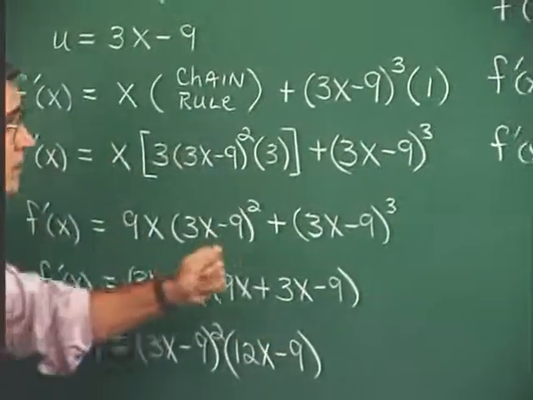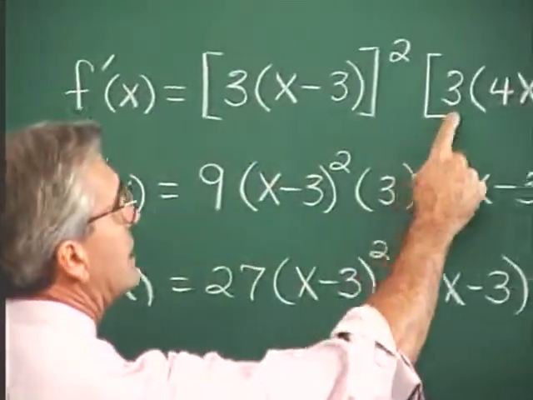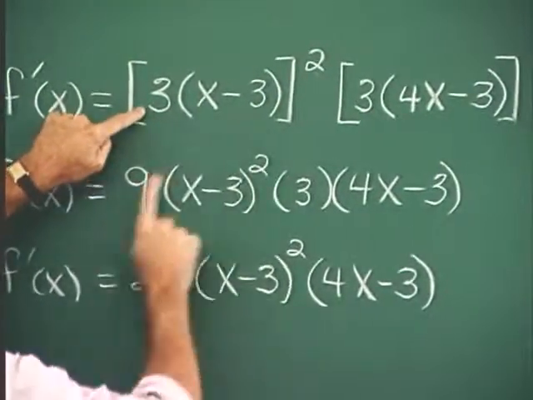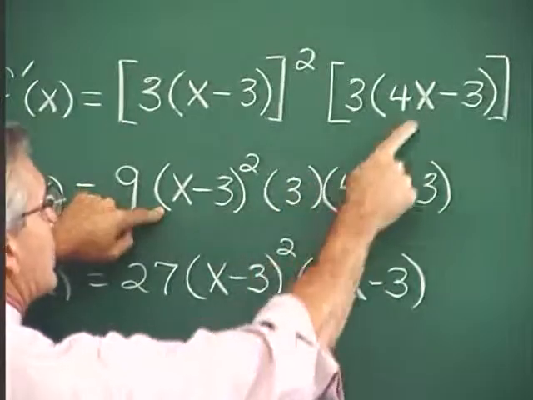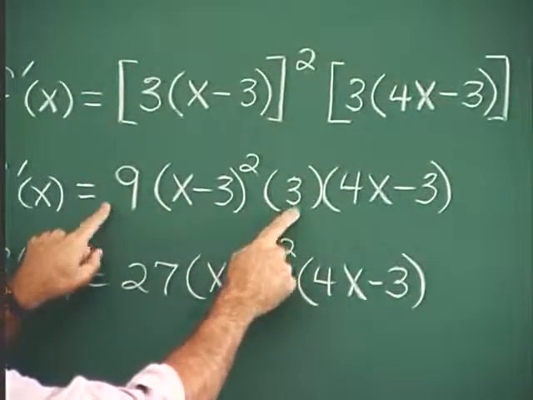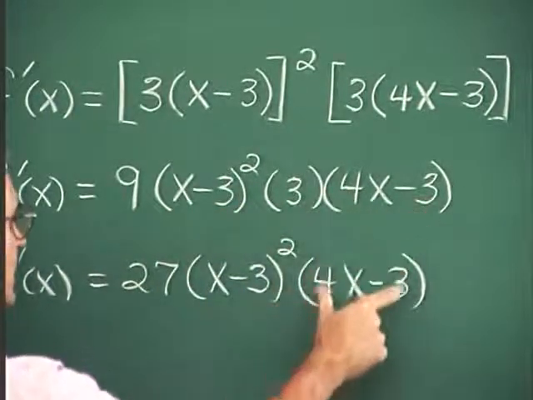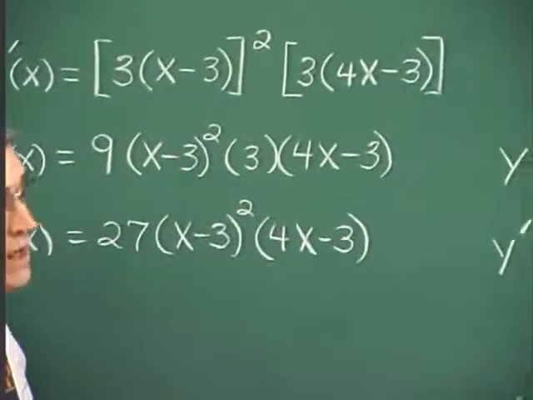Now I've written that up here. So 3 times (x minus 3) all squared, and then 3 times (4x minus 3). Okay, squaring the 3, I get 9. Squaring the binomial, I get the binomial squared. I'll bring down the 3 in this other factor. And then expanding a little further or multiplying the constants, 9 times 3, 27, times (x minus 3) squared times this other factor. Anyway, a lot of manipulation. Let's take a look at another one.